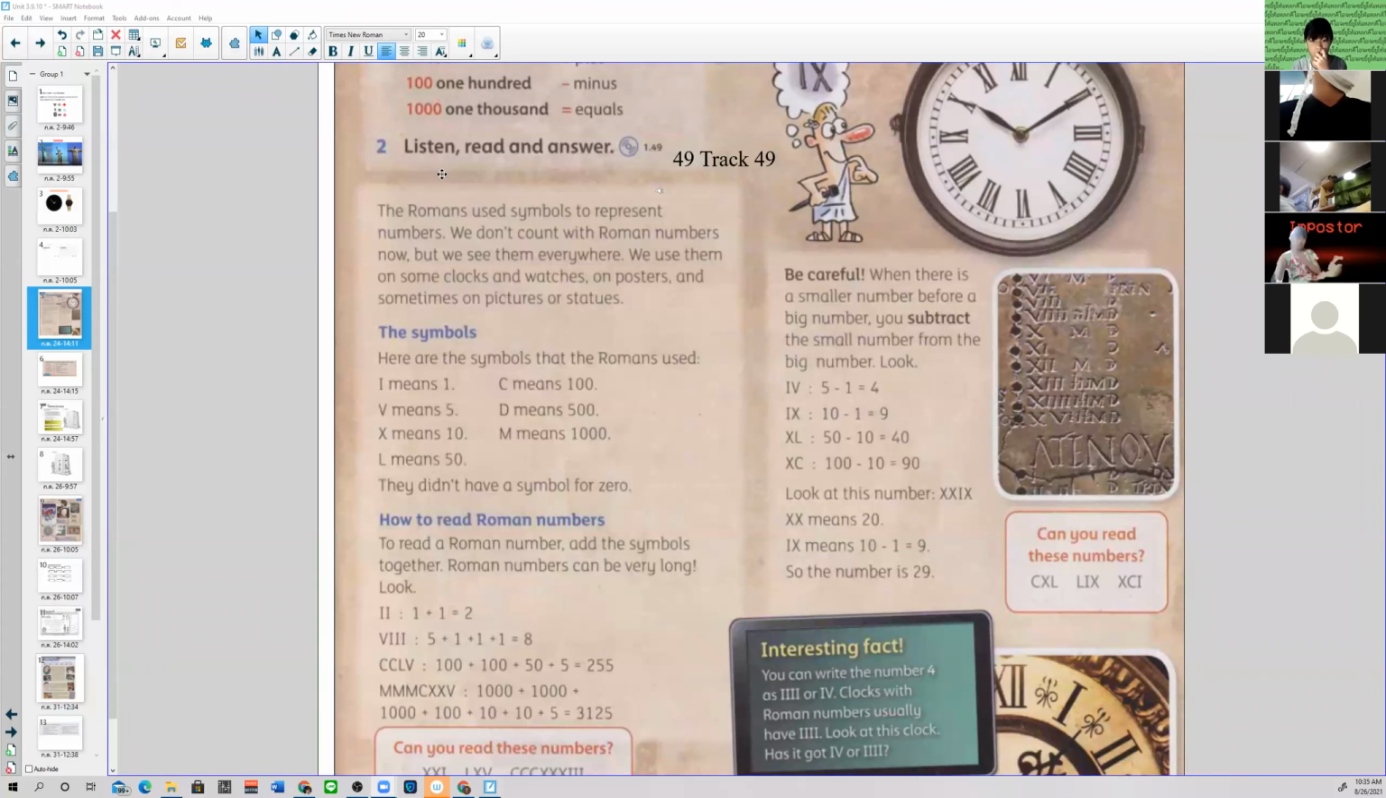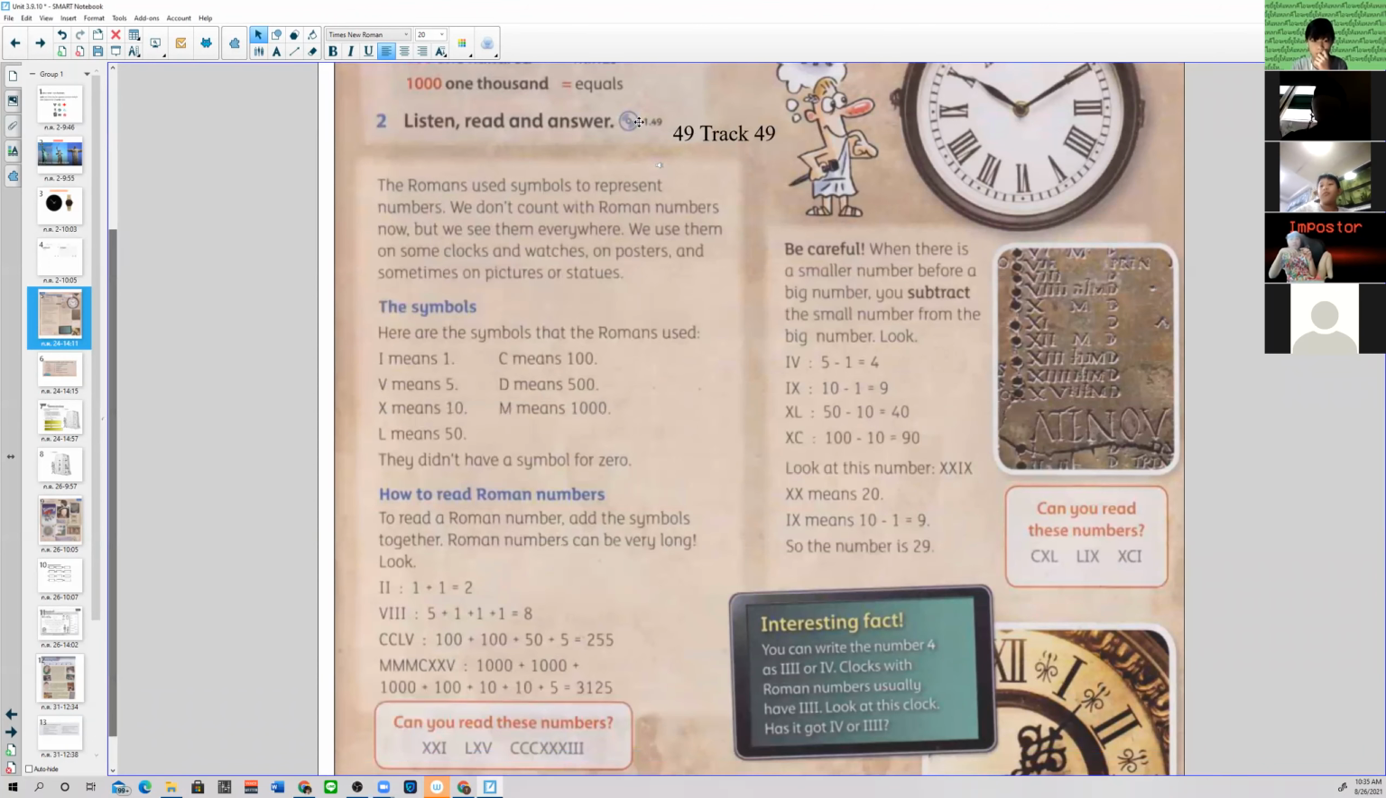Those who just got in, first of all, you're late. Second of all, we are on page 26 in the class book. We're learning about the Roman number, and we are about to listen about the Roman number.